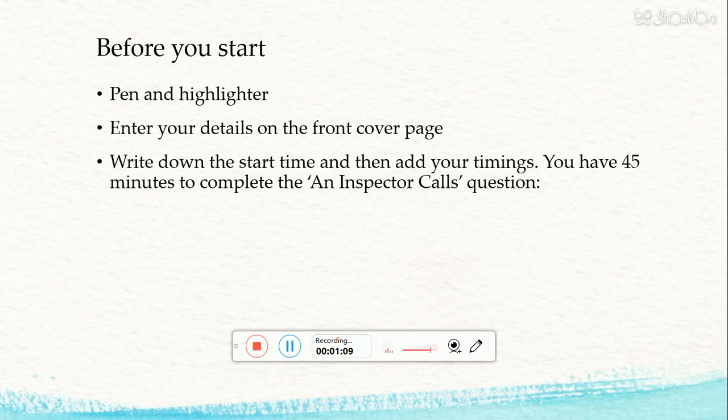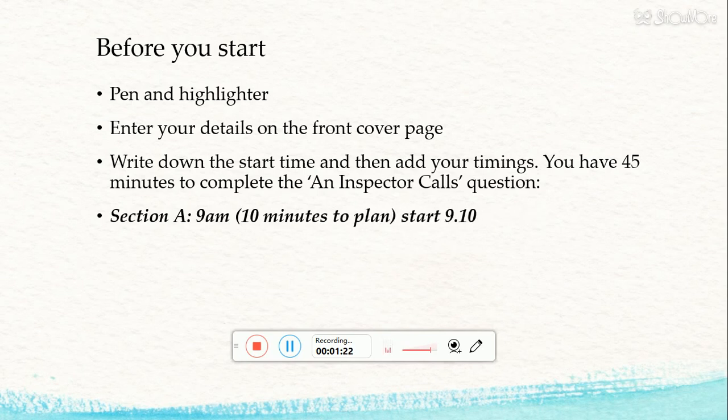You have 45 minutes to complete the Inspector Calls question, but obviously it's a long exam, 2 hours 15 altogether, so you do need to be organised and ensure that you've got clear timings. Now this is an example, clearly you're not starting at 9 o'clock, but if you were, you would write that down and then add 10 minutes on for your planning time. So if you start at 9, you will allow 10 minutes to plan and start writing your actual answer at 10 past 9.